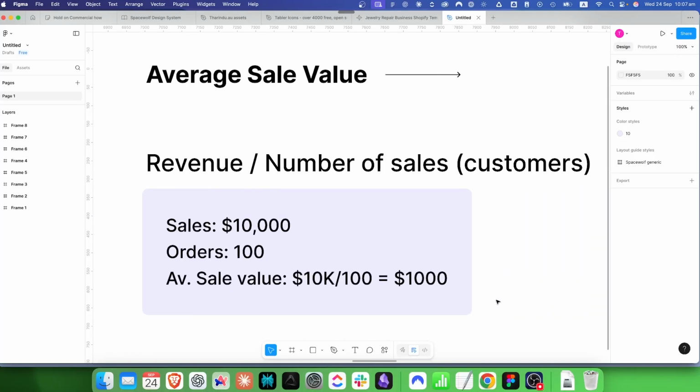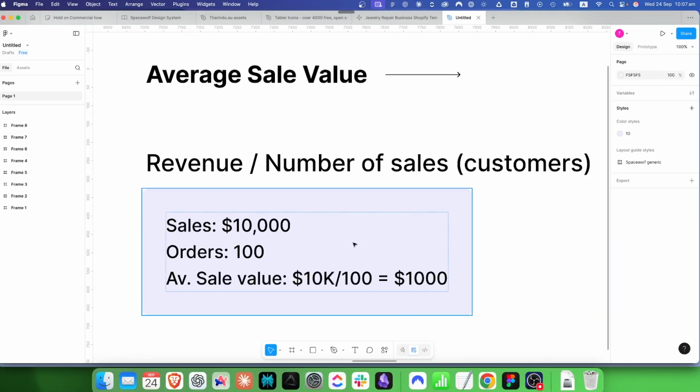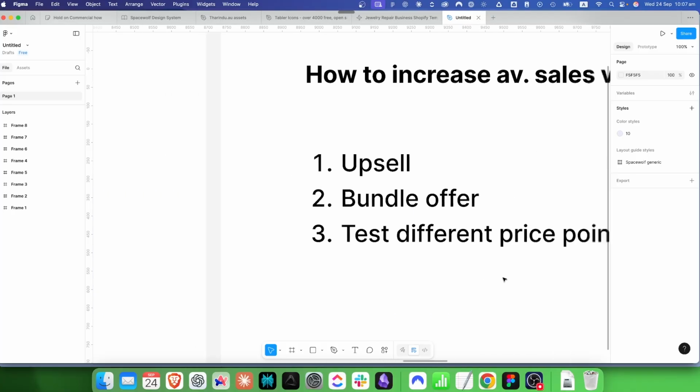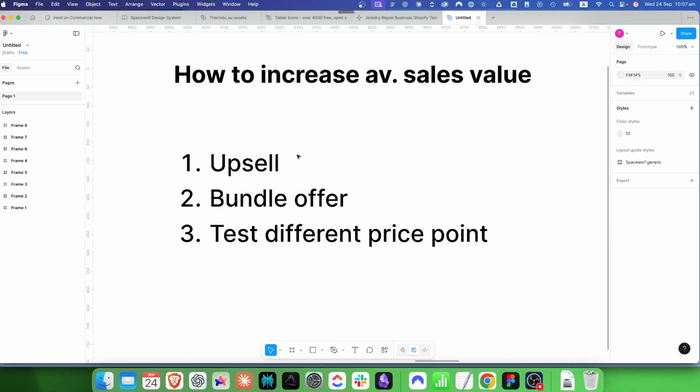So again, average sale value is sort of a number. So what do we do with this? We can always increase average sale value, right? Doing these things. You can upsell. You can bundle offers, meaning you can combine a few different offers. This sort of thing makes sense if you're selling a product online. Sometimes for certain services, this makes sense as well.